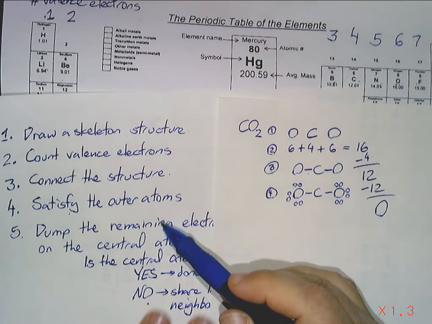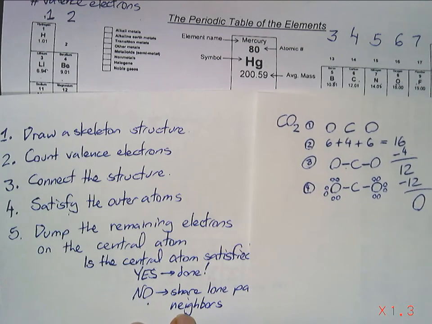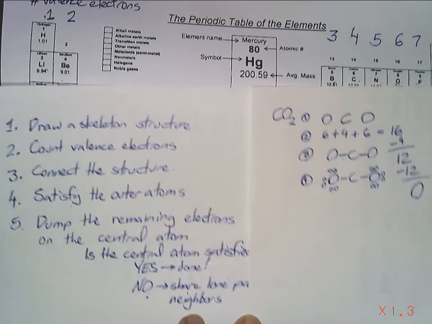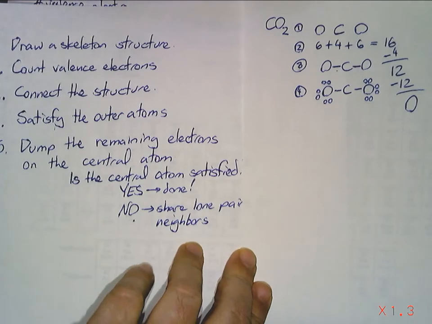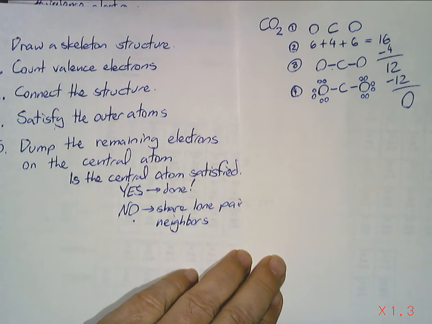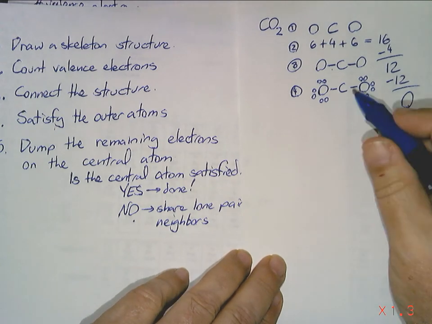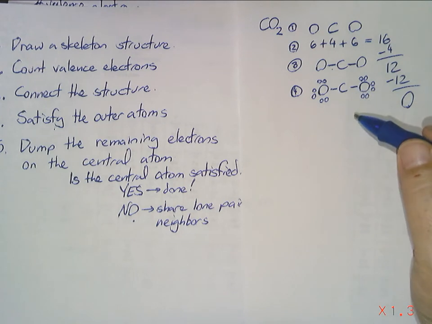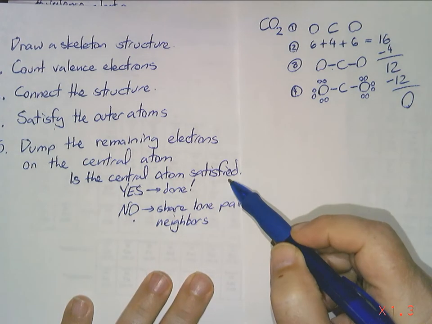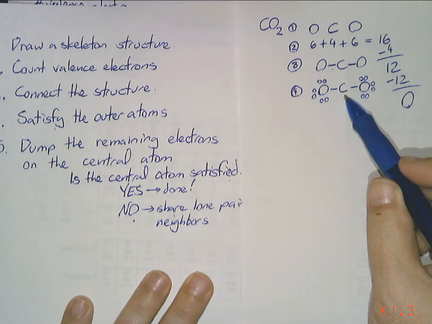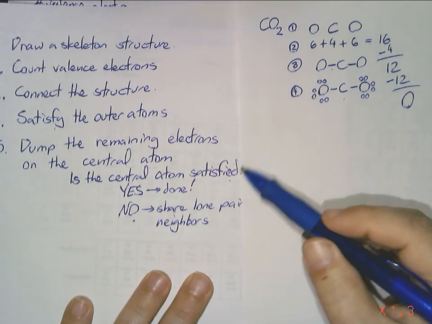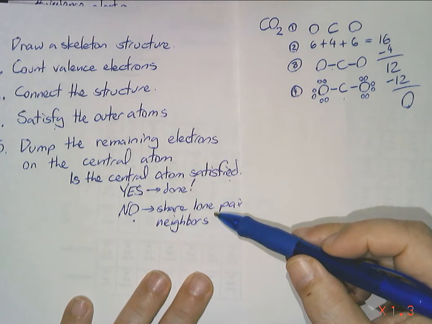Now, 5th step. Dump all the remaining electrons onto the central atom. Okay, let's dump them onto the carbon. Well, I've got none to dump, so I can't do that. So I'm stuck with this structure at this point. Is the central atom satisfied? Well, it needs 8 to be satisfied, and it's only got 4, so it needs 4 more, but I have no more to give it. So I have to say, no, it's not satisfied.